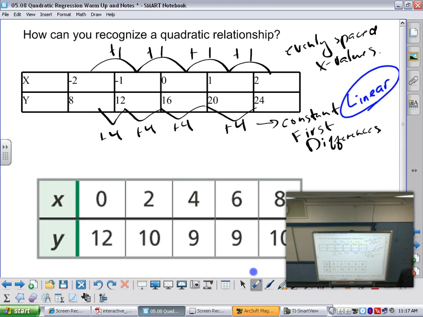Makes a line. If every time you put the change in y over the change in x, you see how it would be the same every time? That's called the constant slope. So this would be linear.